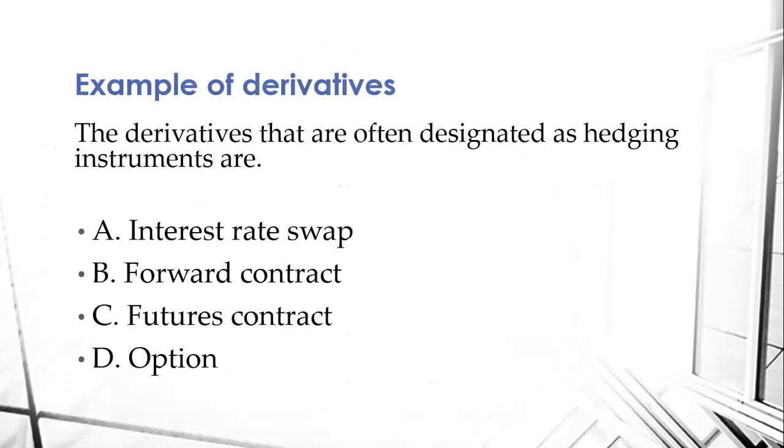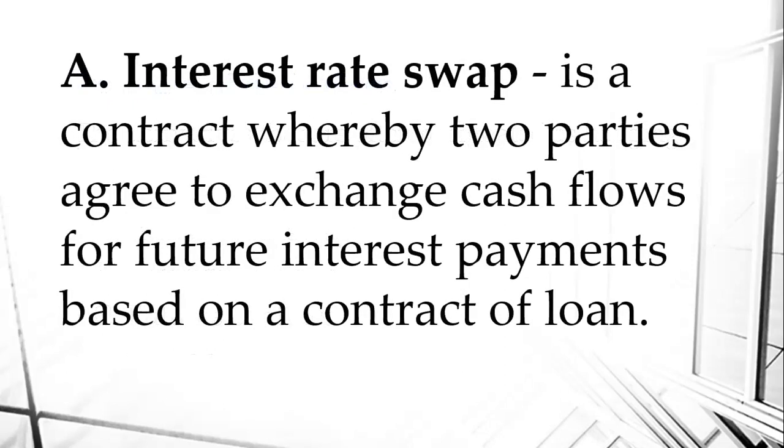Next. So there are examples of derivatives. First is the interest rate swap. Second, forward contract, future contract, and option. So interest rate swap is a contract whereby two parties agree to exchange cash flows for future interest payments based on a contract of loan.